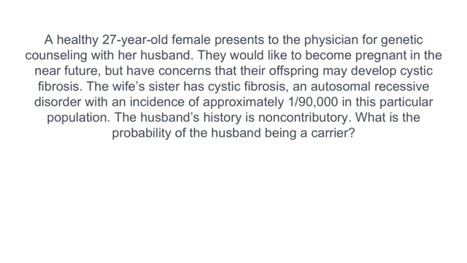Okay, so we're told that the incidence of cystic fibrosis in this population is approximately 1 in 90,000. In other words, this represents the frequency of individuals with the disease. From the Hardy-Weinberg equation, recall that the genotype frequency can be determined by using the equation P squared plus 2PQ plus Q squared equals 1. In this case, the frequency of the disease is represented by Q squared, so Q squared equals 1 over 90,000.